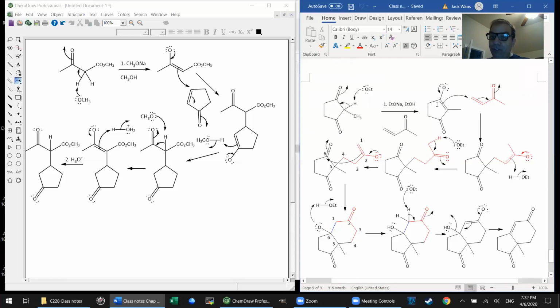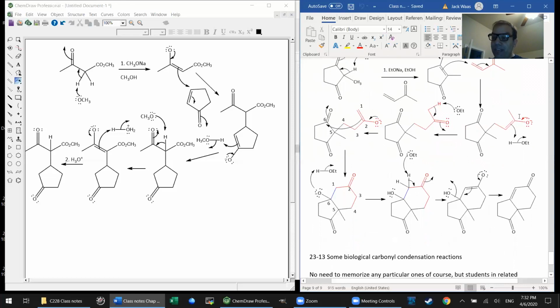Whichever way you choose to draw that enolate, that will now add into our methylvinyl ketone at the beta carbon, so in a conjugate fashion. The next structure is an enolate. So we will simply protonate that enolate using our solvent, using whatever the solvent is that we're given. In this case, it's ethanol.